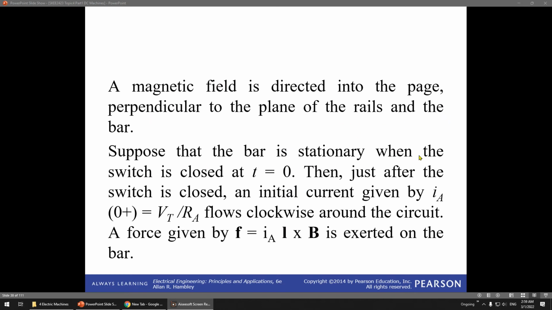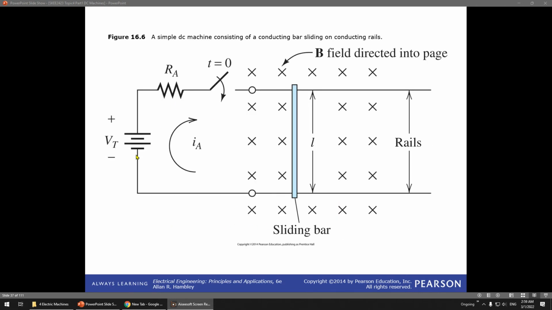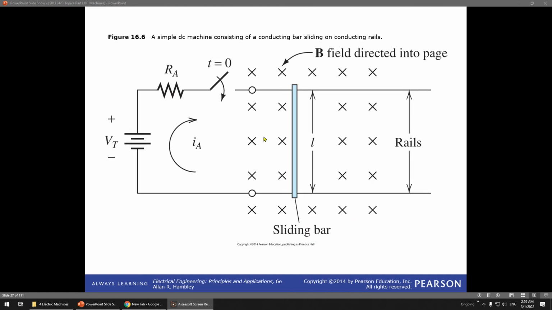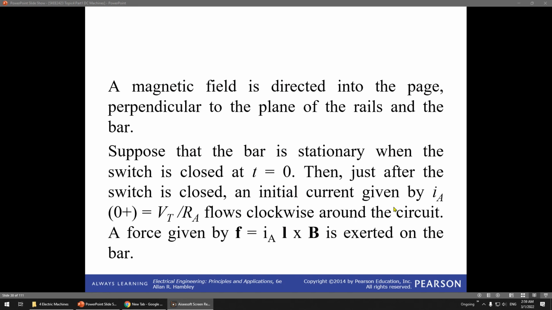Suppose that the bar is stationary at t equals 0, and just after the switch is closed, the initial current is given by this. So current is just VT divided by RA. Voltage divided by R, you get the current. The bar has zero resistance, it's just a conductor. The current flows clockwise, something like this, and then around the circuit.